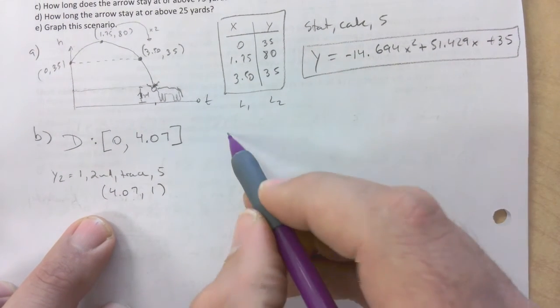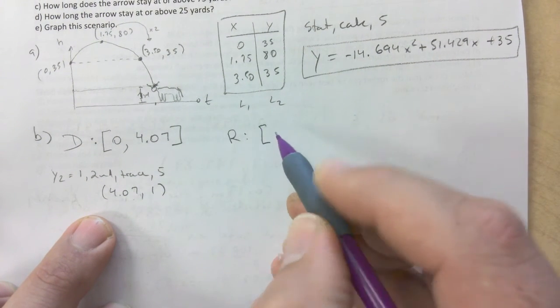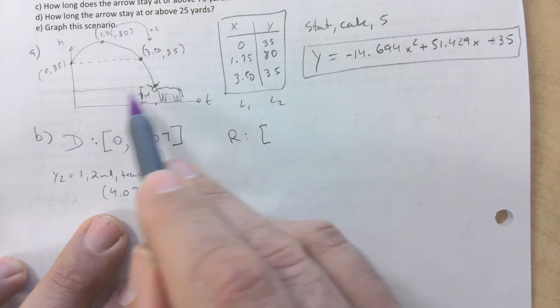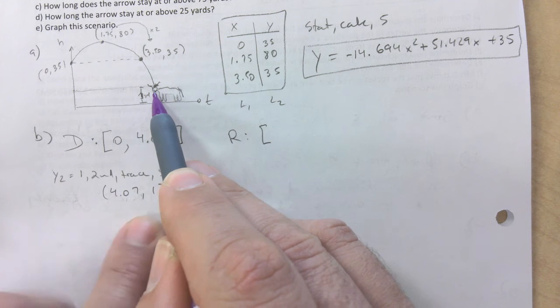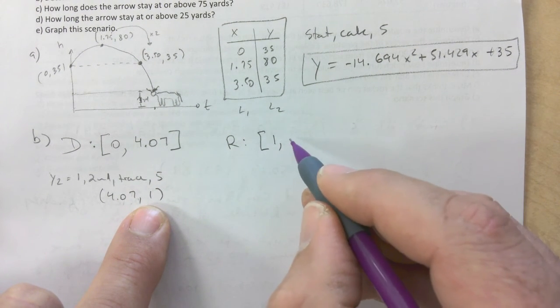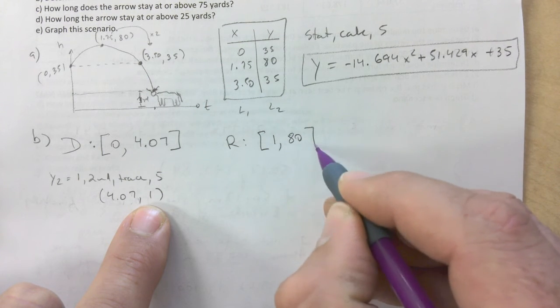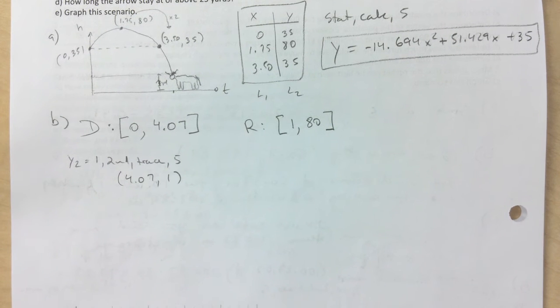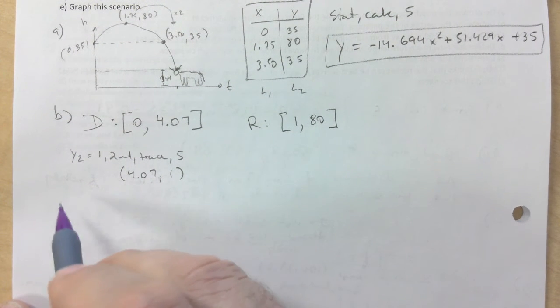Okay, so range in this case would be, time goes from time 0 to when it hits, and my range, the lowest it gets is 1 and the highest it gets is 80. So watch this, right? In this case it doesn't hit the ground, so you have to be careful there.